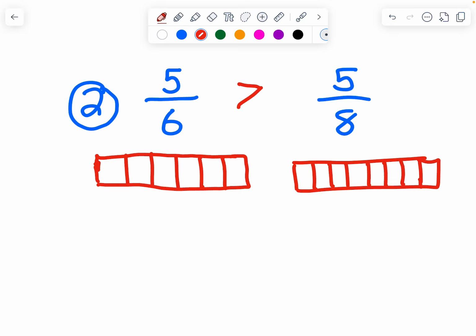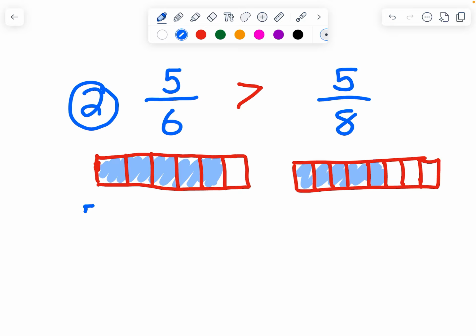Now, that's the first strategy, right? We just proved it. And again, you could do a picture if you can draw your wholes exactly the same. You can see 5/6 is bigger. It's more cake than 5/8. But you can also just imagine it because 8ths are smaller than 6ths. 6ths are bigger pieces of cake, and we have 5 and 5, so 5 pieces of bigger cake pieces are going to be more.